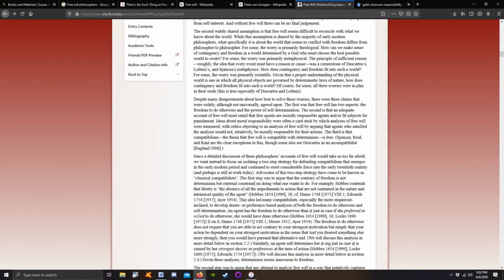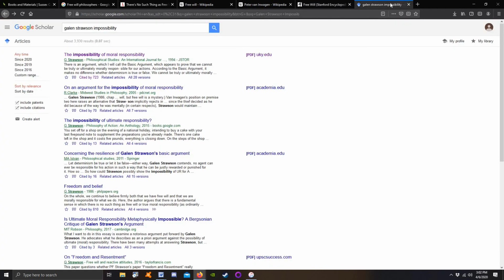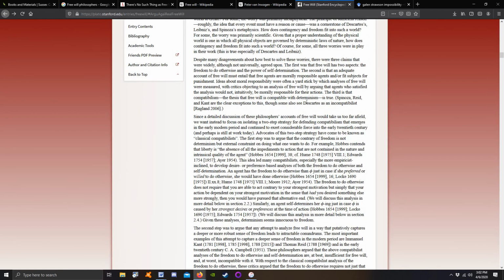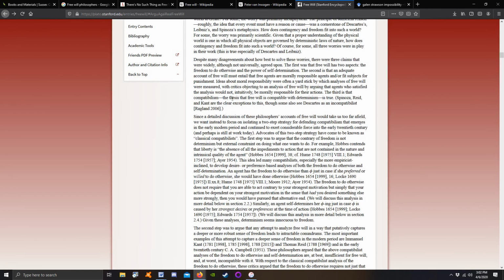So read through this. If you can't find your Galen Strawsons or your Van Inwagens, then find some of the major scholars here. Like, we don't need to look for Descartes, because Descartes is one of our readings, and he obviously has a lot to say about this. But notice, the thesis that free will is compatible with determinism is true, and this is a Spinoza thing as well. Well, we didn't read Spinoza in class, and I don't even know if Spinoza's in our textbook, so let's go ahead and look for Spinoza.